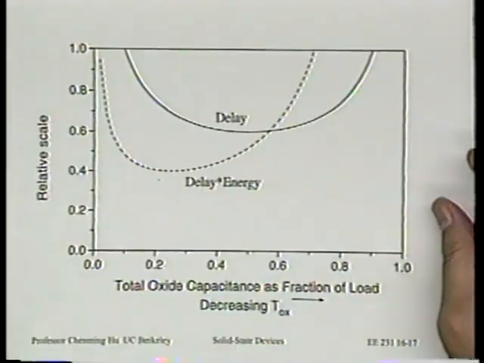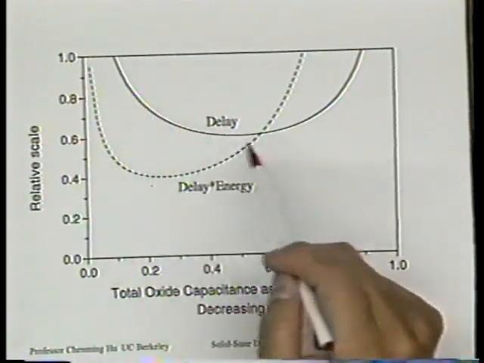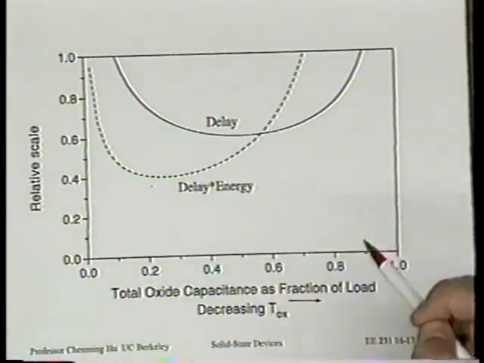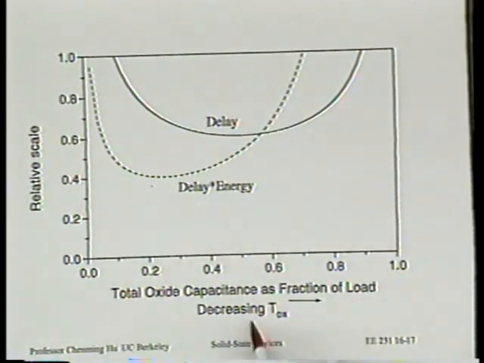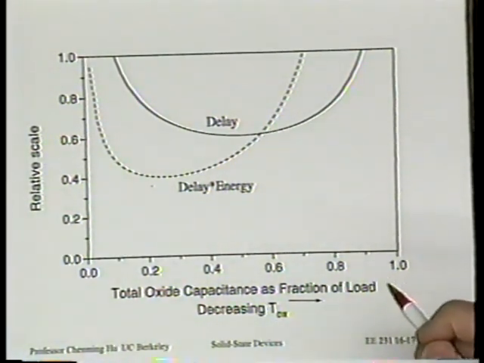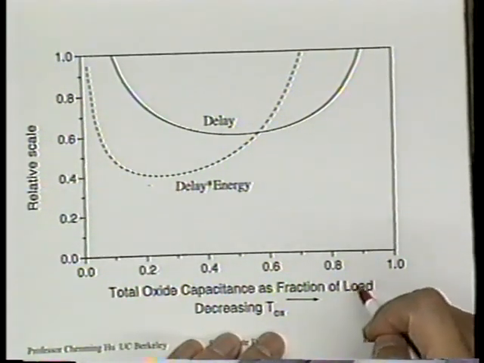The other remaining slide, I will not spend much time on. I'll let you think through this. But in a similar manner, when you think about oxide thickness, do we really want to increase or decrease the oxide thickness? It turns out there's also a minimum for delay and a minimum for the delay energy product. Just look at it, minimum for delay. The horizontal scale is the total oxide-related capacitance as a fraction of the total load capacitance.